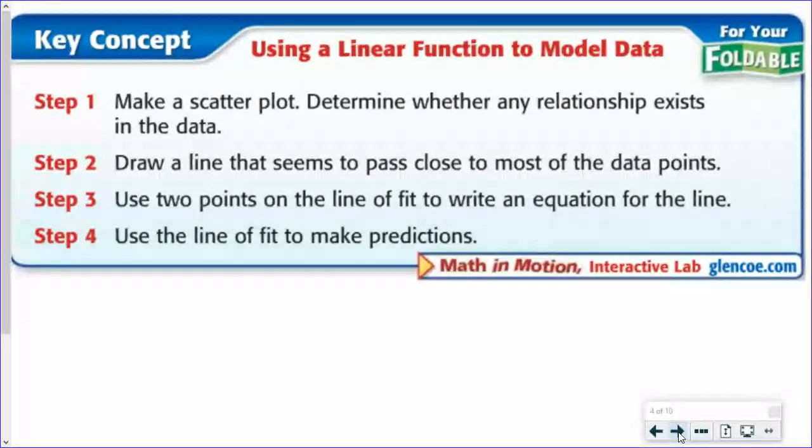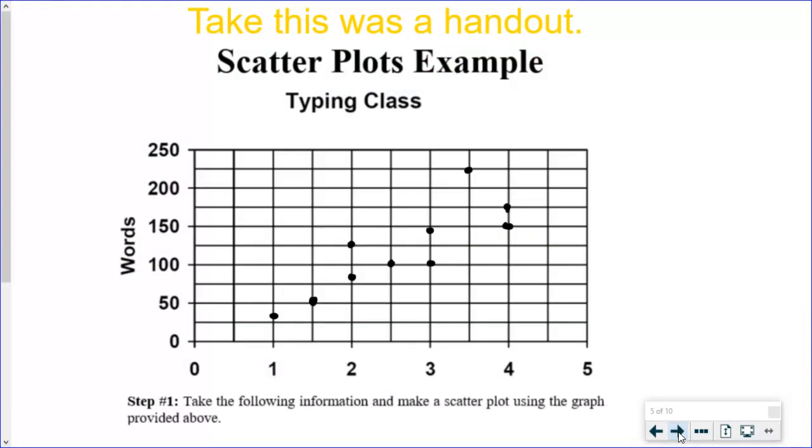Okay, so here's what we're going to do today. We're going to make a scatter plot. See, is there any relationship? Positive, negative, none. Draw a line of best fit. That is your line that seems to pass through most of the points or as close to as many points as possible. It's your line that represents the average. We're going to pick 2 points on the line. Remember, those 2 points do not have to be ordered pairs from our data. They just have to be 2 points on the line. And then we're going to find our line of best fit and make some predictions. Okay, have your calculators out as well.